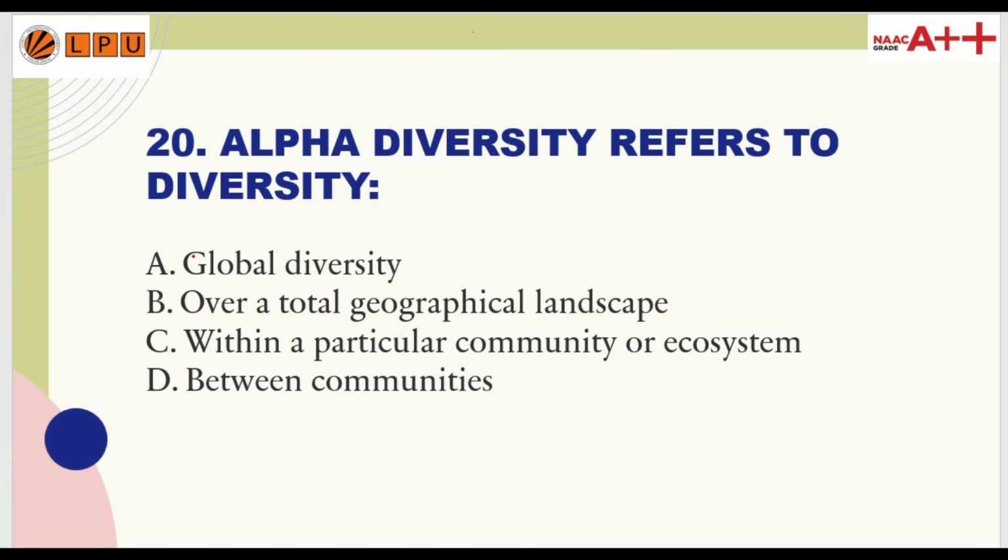20. Alpha diversity refers to diversity option A global diversity, option B over a total geographical landscape, option C within a particular community or ecosystem, option D between communities. So the correct answer is option C.